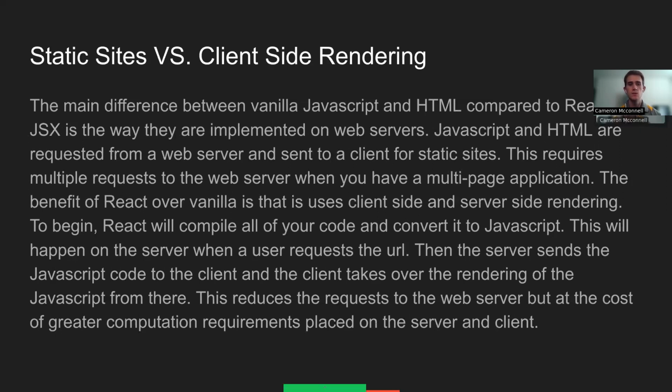The benefit of React over vanilla is that it uses a client-side and server-side rendering approach. To begin, React will compile all of your code and convert it to JavaScript. This will happen on the server when a user requests the URL. When the server sends the JavaScript code to the client, the client takes over the rendering for the JavaScript from there. This reduces the requests to the web server, but at the cost of greater computation requirements placed on the server and the client.